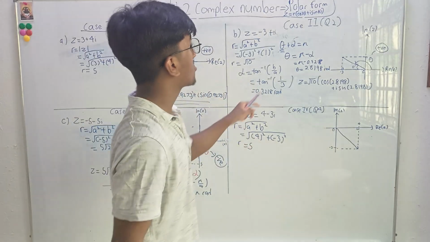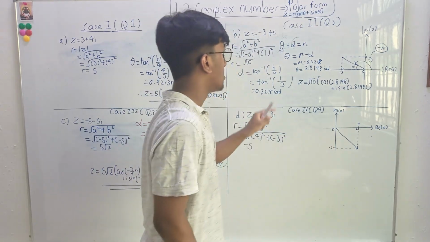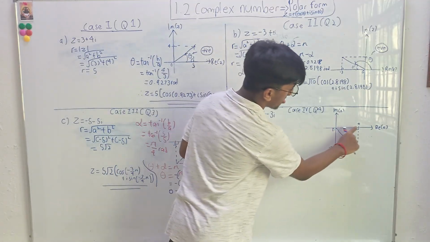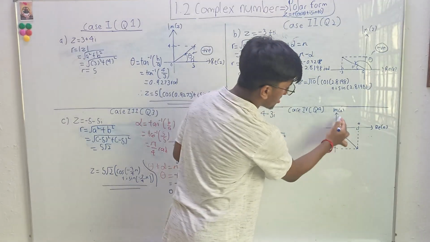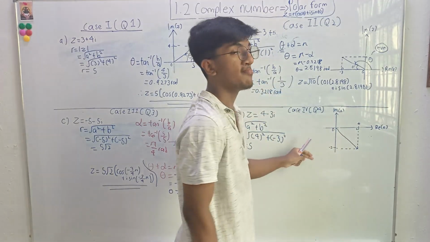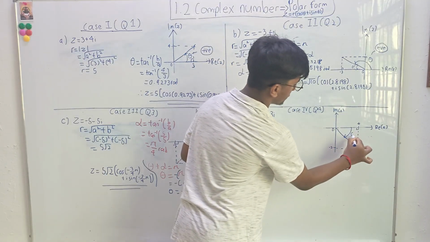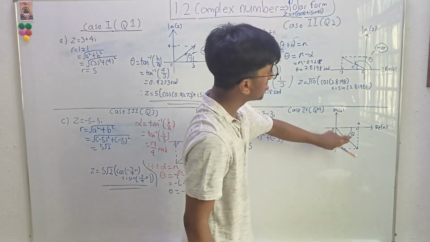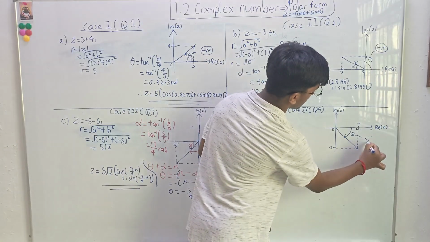So you need to find your theta. Always draw your Argand diagram and label your theta. Theta is the angle between the positive x-axis and the complex number line. So I cannot go in this direction because it will be more than pi. So I need to choose this direction. After that, you can see my theta is going clockwise, so the theta should be negative.